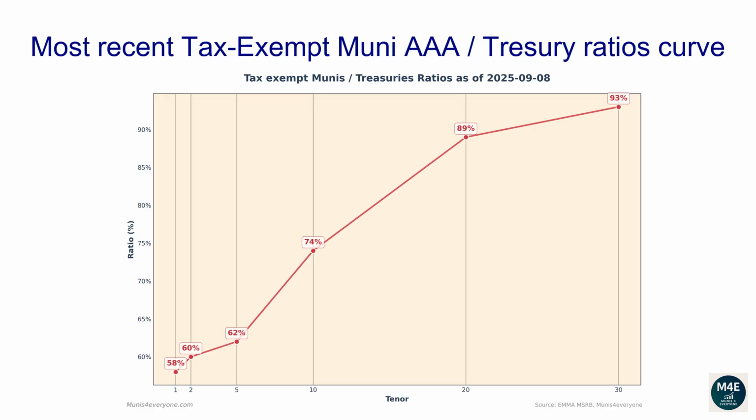The current one-year ratio is 58%. The 2 years ratio is 60%. The 5 years ratio is 62%. The 10 years ratio is 74%. The 20 years ratio is 89%. The 30 years ratio is 93%.